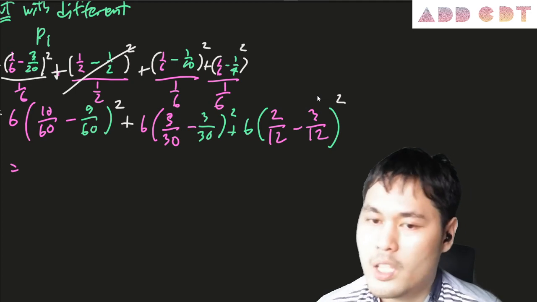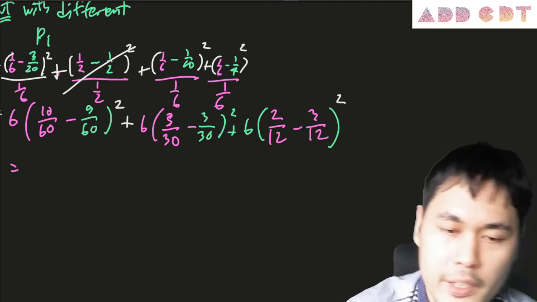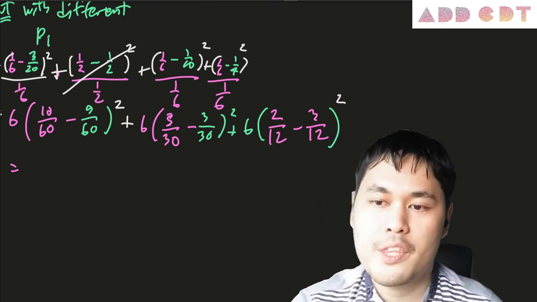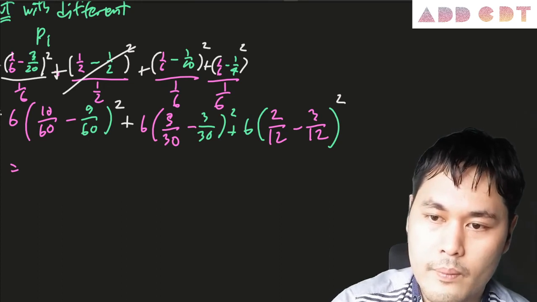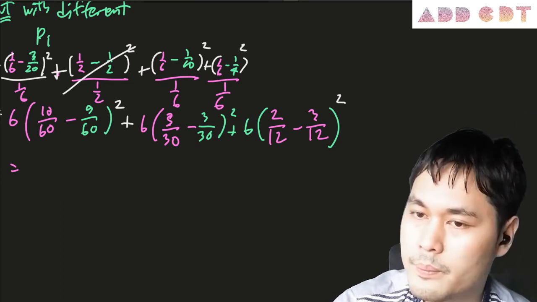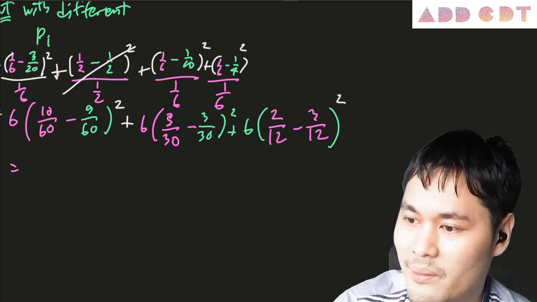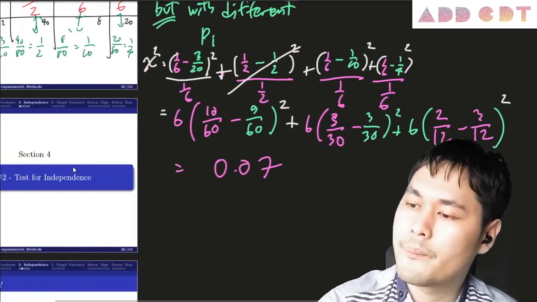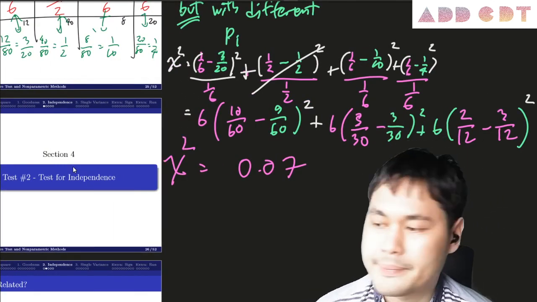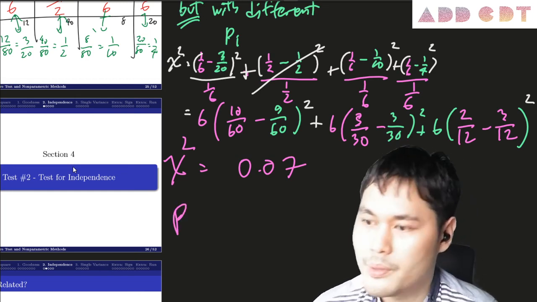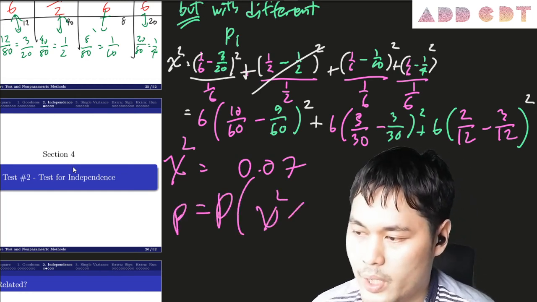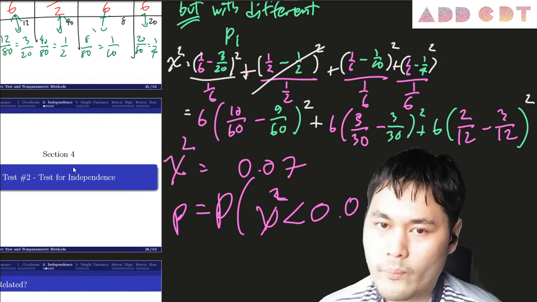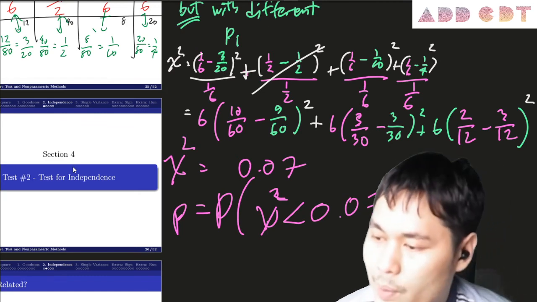Now this whole thing will give us one single value for the chi-square. Be careful that this is a chi-square, it is not a p-value yet. I think it's like 0.07 or something. So that is the chi-square that we got. Then again, we have to find the p-value. This is the probability that this chi-square is less than 0.07, and that is the p-value that we will compare with the alpha.